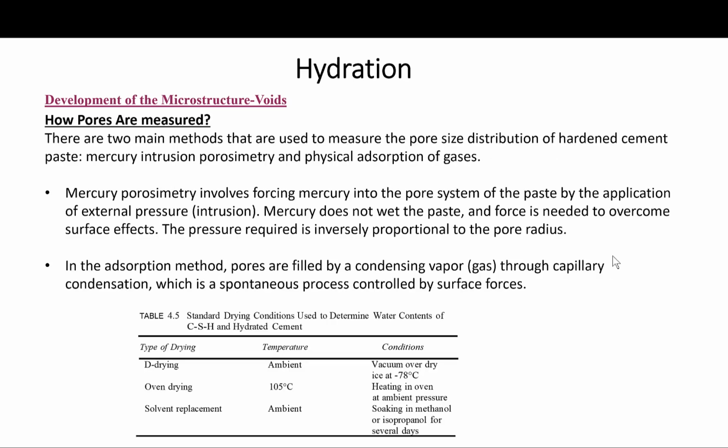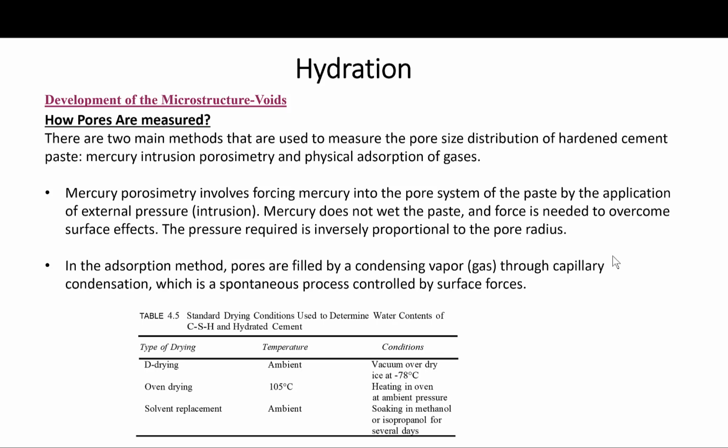So how do we measure pores? There are two main methods that are used to measure the pore size distribution of the hardened cement paste: mercury intrusion porosimetry and the physical adsorption of gases. The mercury porosimetry involves forcing mercury into the pore system of the paste by application of external pressure. So that's the term intrusion.